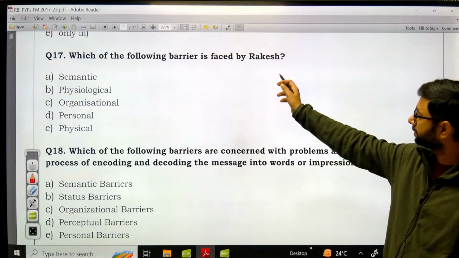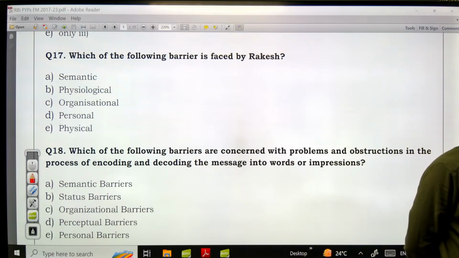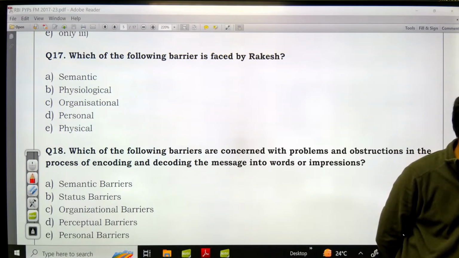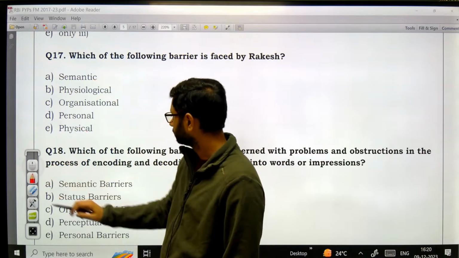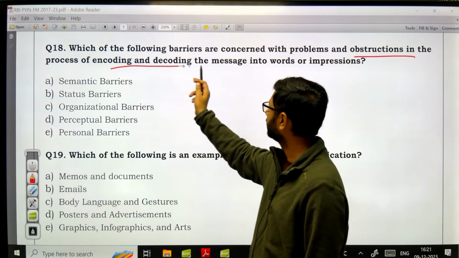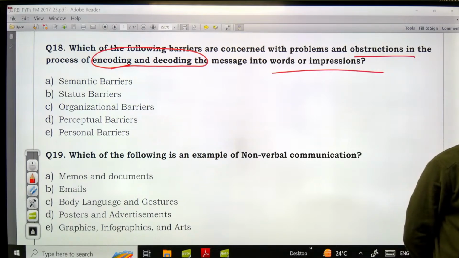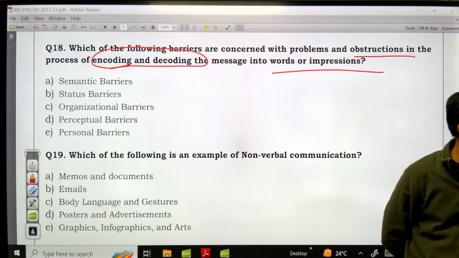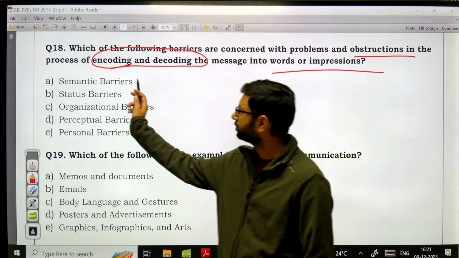Next is, which of the following barrier is faced by Rakesh? Overall, we are talking about. Yes, A is the correct answer. Semantic barrier. Which of the following barriers are concerned with problems and obstructions in the process of encoding and decoding the message into words or impressions? Everyone. It should be an easy question. Definition based. Semantic barrier is the correct answer.